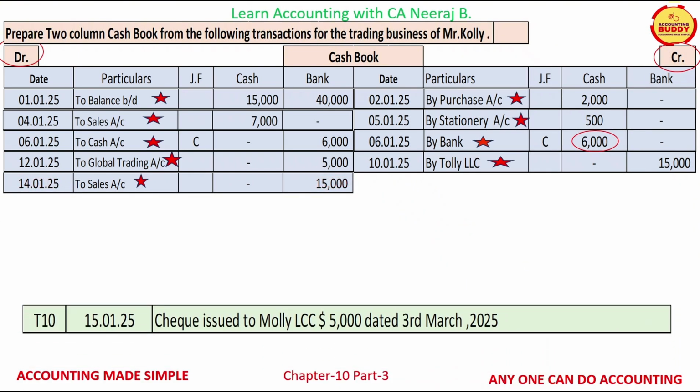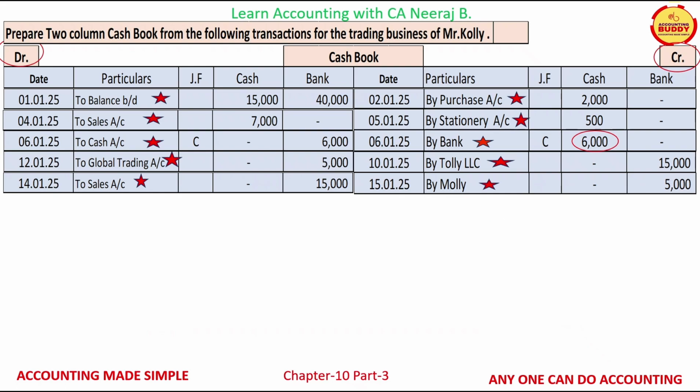Transaction T10 is on 15th of January 25, business issued a check dated 3rd of March 25 to Molly LLC for $5,000. In this transaction, since the payment is made by the business by issuing a post-dated check, still it will be recorded in the bank column on the right-hand credit side of the cash book for $5,000 on 15th of January 25 by writing the words by Molly account.